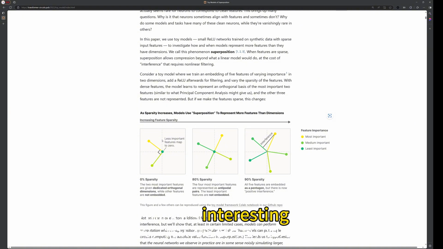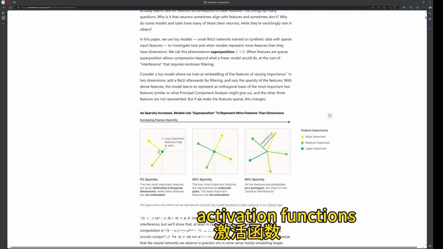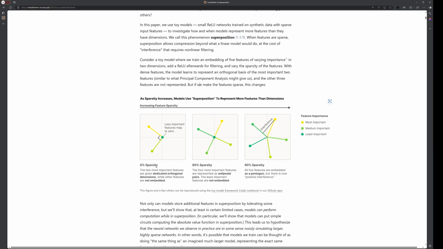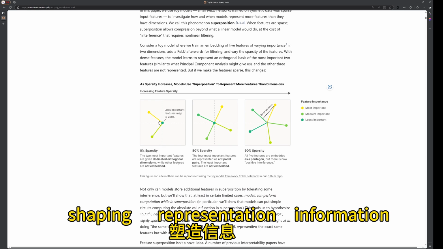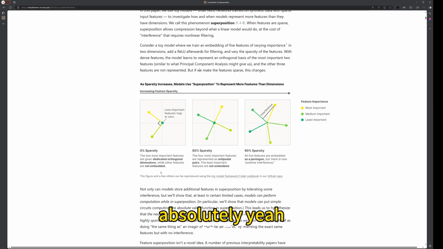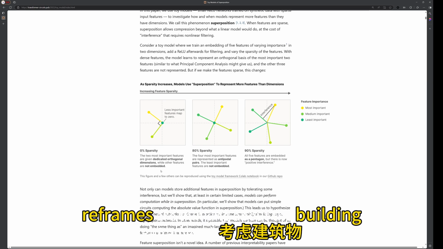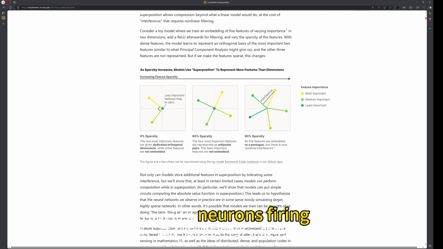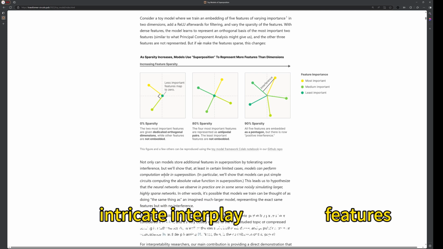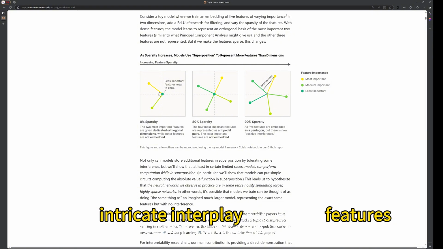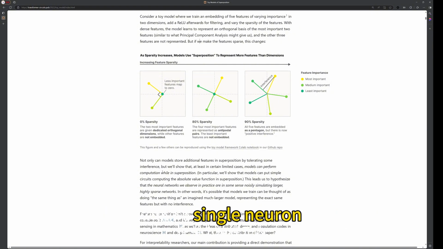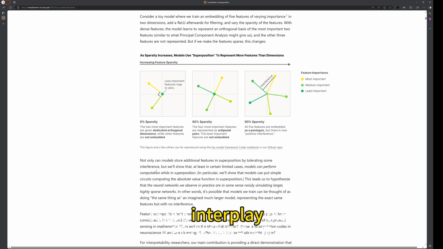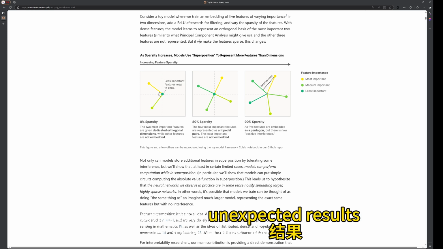I think it's interesting because we often think about activation functions in terms of learning and computation. But this research highlights their role in shaping the representation of information in the first place. Absolutely. It reframes our thinking about the building blocks of neural networks. It's not just neurons firing or not. It's this intricate interplay between the features within a single neuron's representation.